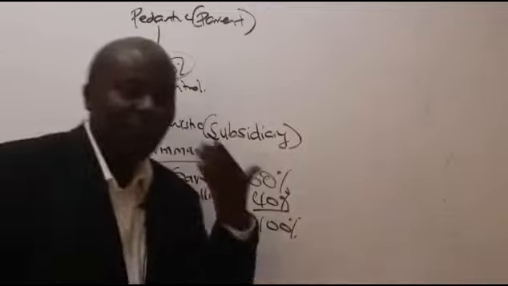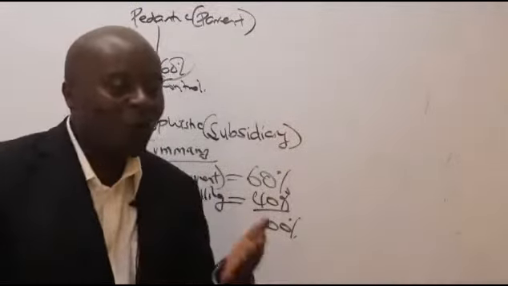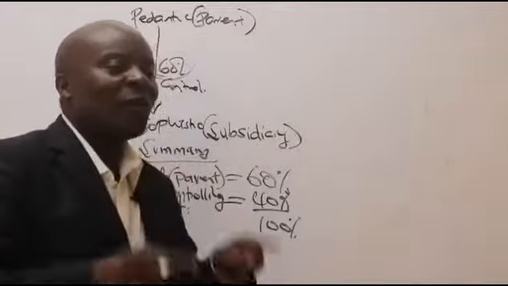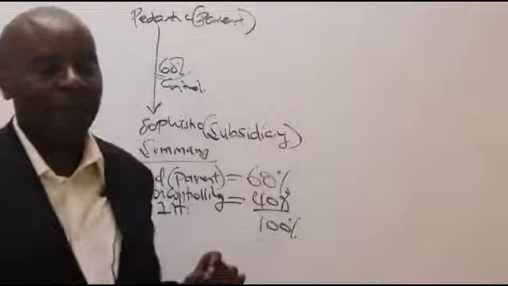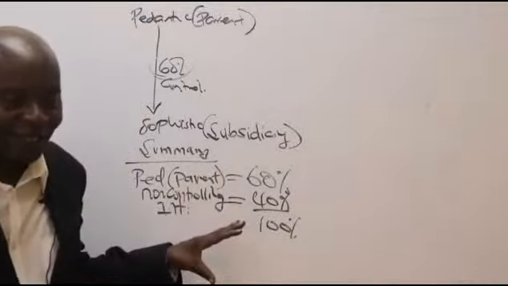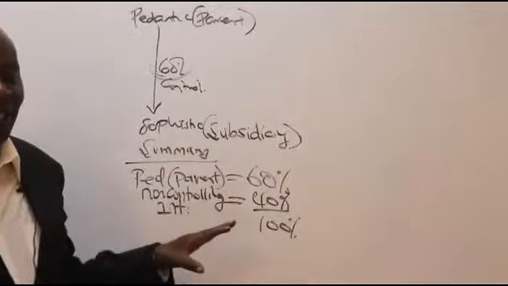So the parent holds a controlling interest, and the other party holds what we call the non-controlling interest. Is that okay? Yes. Thank you very much.